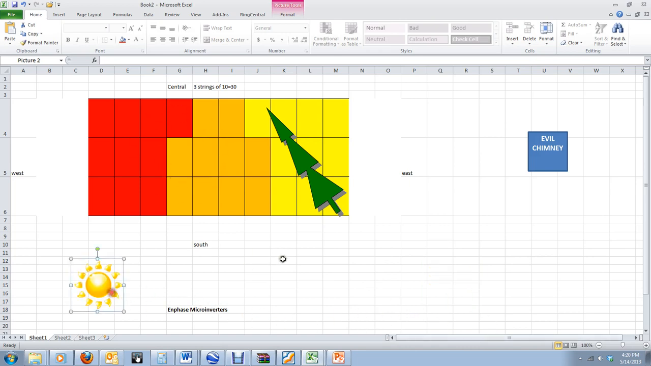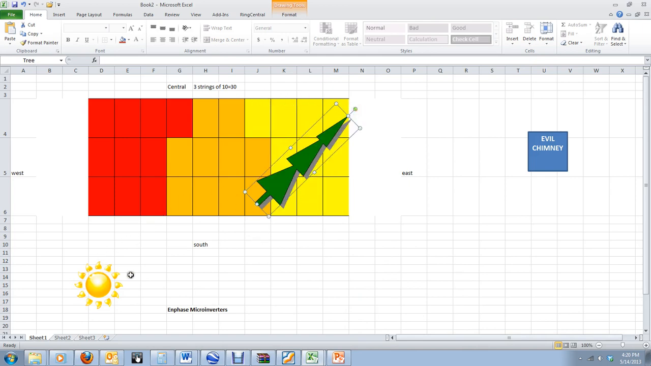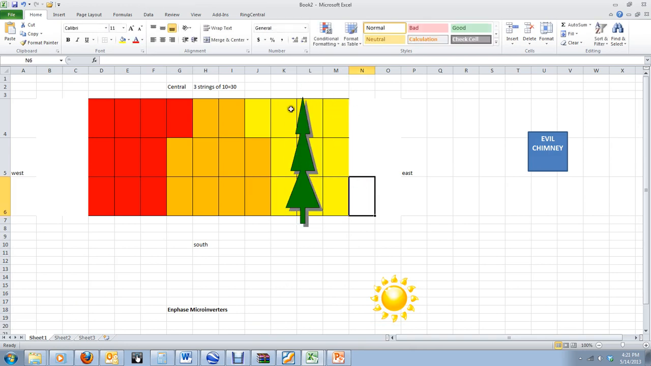As the sun comes across the sky, this tree is going to do one of these numbers, and we might end up knocking out this string, which is not good. Is that the proper way to design a solar system? No, it's not. If you had a tree doing what this tree is doing, this would most definitely be an Enphase microinverter system, because you're knocking out 33% of this entire array by this tree. The tree needs to be cut down, or the system needs to go to Enphase.